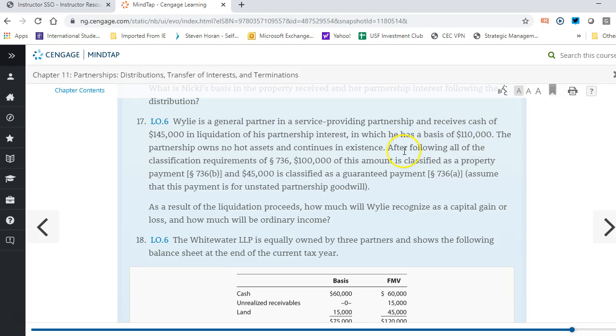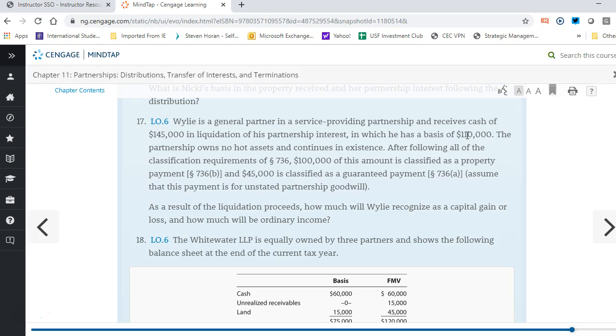So $100,000 is the amount classified as a property payment, and $45,000 is a guaranteed payment. What we do is compare the $100,000 against the basis of $110,000, and that is a $10,000 capital loss. So compare this payment of $100,000 against the basis of $110,000.